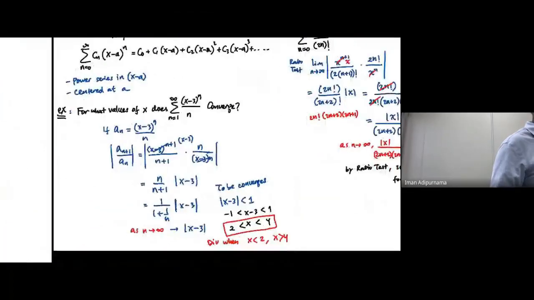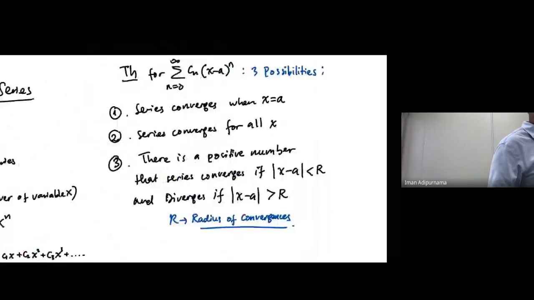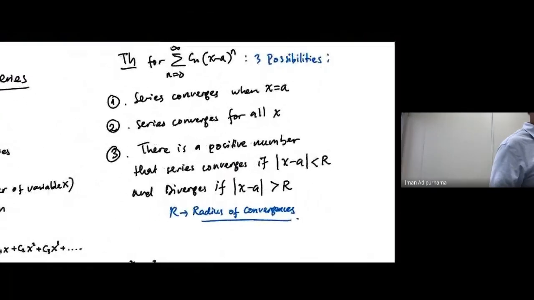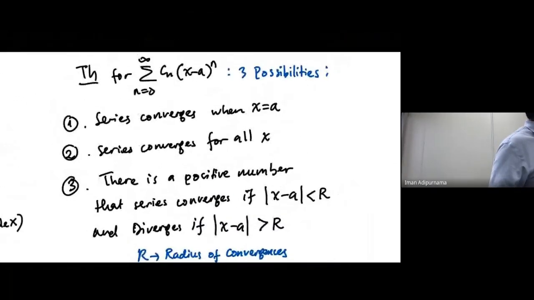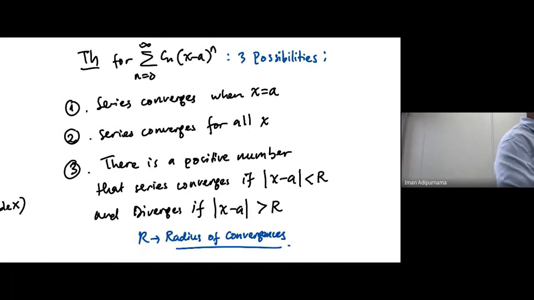From these three examples, we have three possibilities for the series. This is the most important one in the power series. If you have the power series with the constant and the term x, you have three possibilities. The series can converge when x equals a, which means when x equals a, it all becomes zero. And number two, it converges for all x.